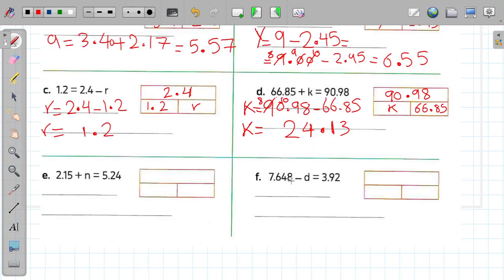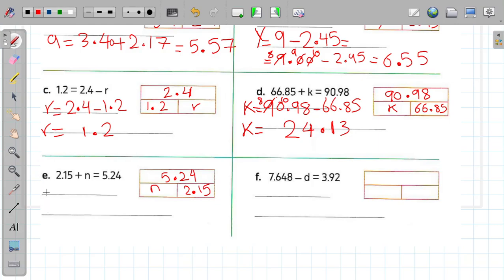Okay, the fifth one, I have 2.15 plus n equals 5.24. So the value of n here is determined by the position of n. Okay, so is n a part or a total? N is a part because I added it to another number. Okay, so I will say n is a part. So the total number here is the biggest number, so it will be 5.24, and the small number is the second part, so it will be 2.15. Okay, next I want to find the value of n, so I will subtract the two numbers.